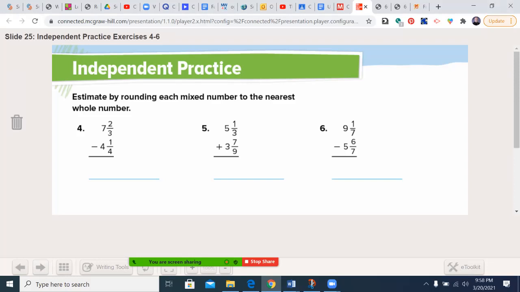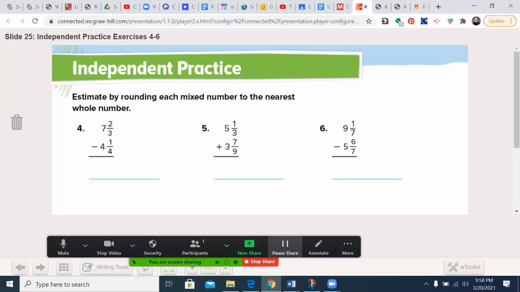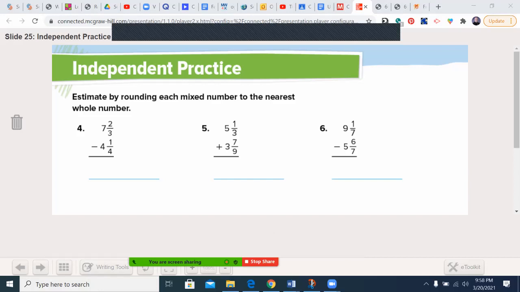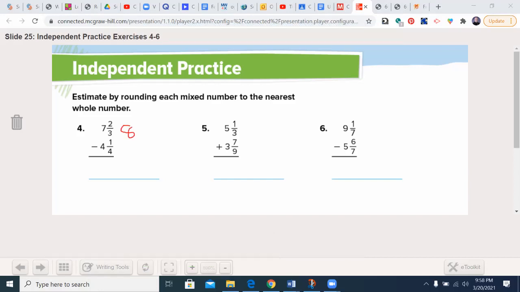Let's give you just a couple more practice problems. Go ahead and do numbers 4, 5, and 6. You may pause the video now. Welcome back. Let's see how we did. This one, 2 is more than half of 3, so I'll add 1 to that 7, and I get an 8. I'll write my subtraction. 1 is less than half of 4, so it stays at 4. My answer is 4. Now we go to adding.